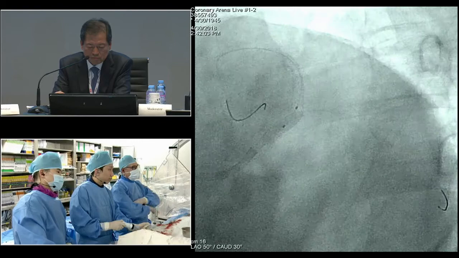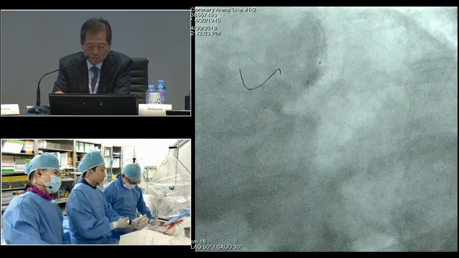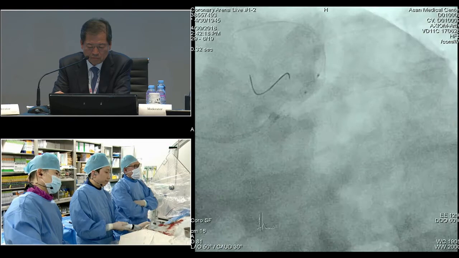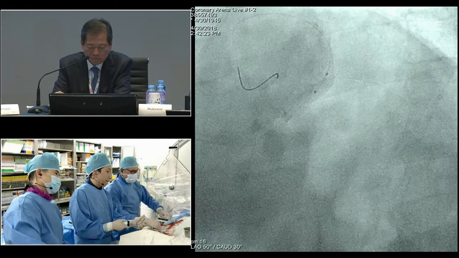You see, usually the balloon is moving a little bit back. You can go to 14, to 4.56. Okay. Off. Now I will treat the proximal part, of course.